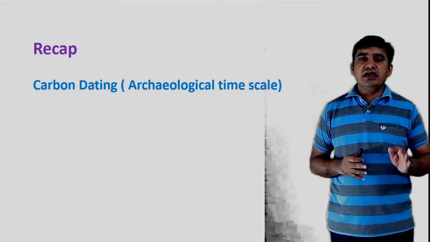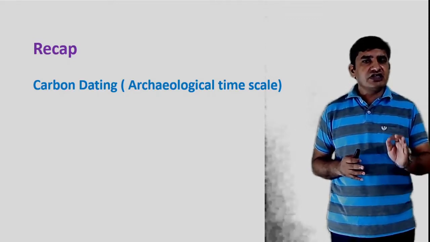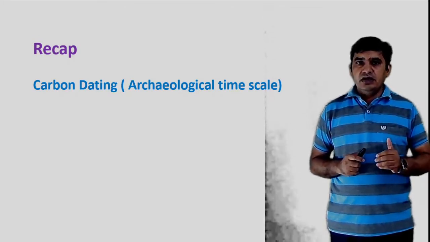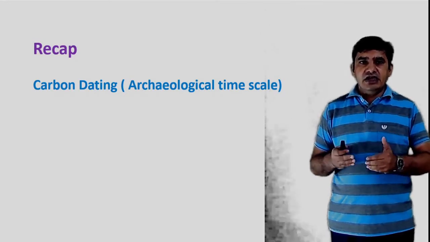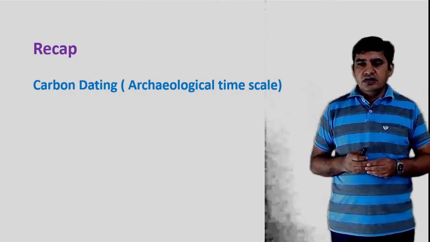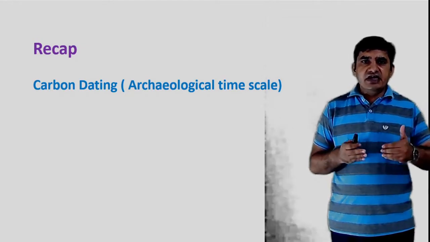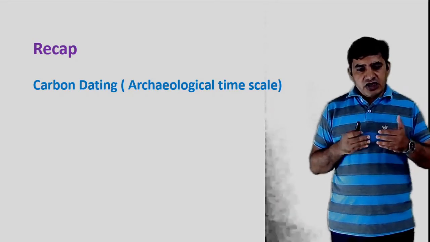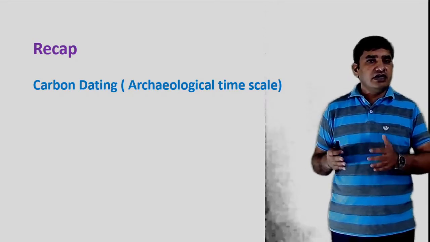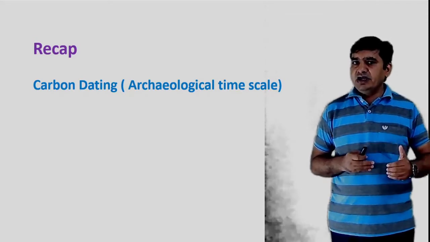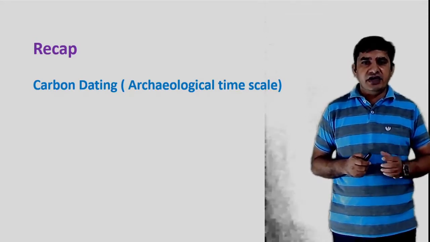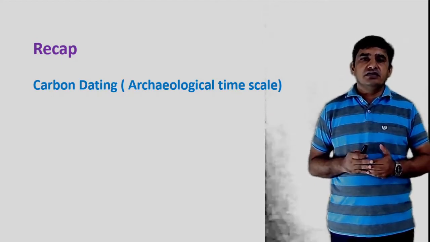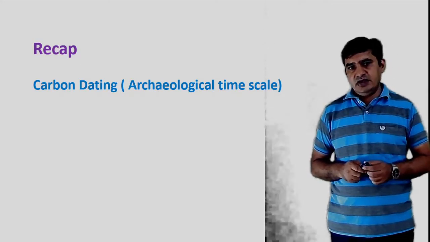In a living organism, the ratio of carbon 14 to carbon 12 is constant. When the animal is dead, carbon 14, being radioactive, decays by emitting a beta particle. So the ratio of carbon 14 to carbon 12 changes, and by calculating this ratio we can find the archaeological time scale, or the age of any fossil.